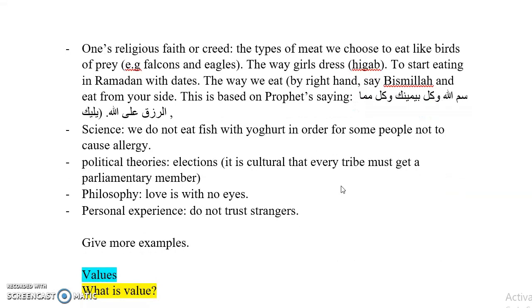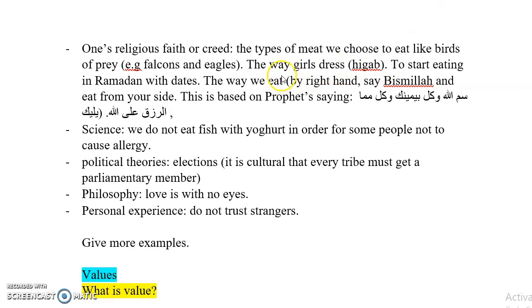An example for the belief whose background is religious faith or creed is the types of meat we choose to eat, like birds of prey, like falcons and eagles. In Islam, we are not allowed to eat the meat of falcons and eagles, so it becomes a belief. So we will not find any supermarket in the Jordanian community that will sell you falcons or eagles in order to cook them with mensaf, for example.